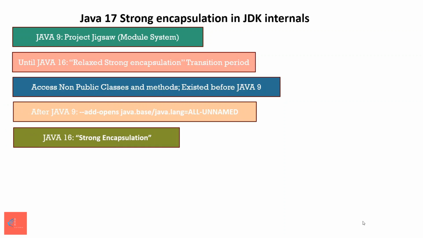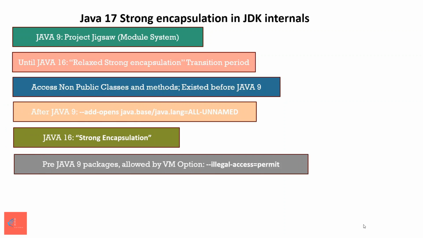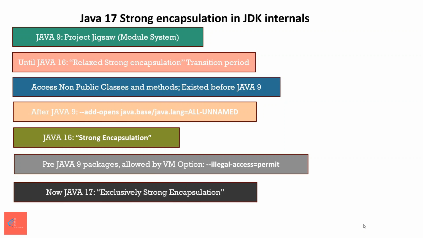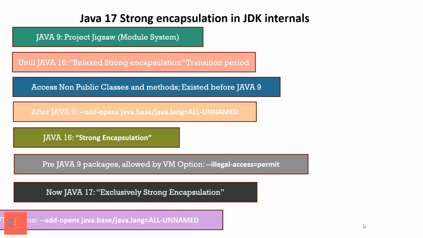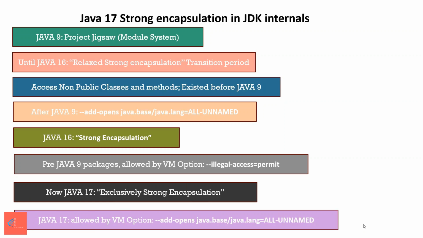Now in Java 16, this relaxed strong encapsulation is changed to strong encapsulation. So pre-Java 9 packages also had to be explicitly allowed by a VM option to make it relaxed again. This VM option is illegal-access. Now with Java 17, this VM option is also removed and it gives a warning if we use it. So from Java 17, it has become exclusively strong encapsulation. If you want to open packages, we need to use the add-opens VM option.